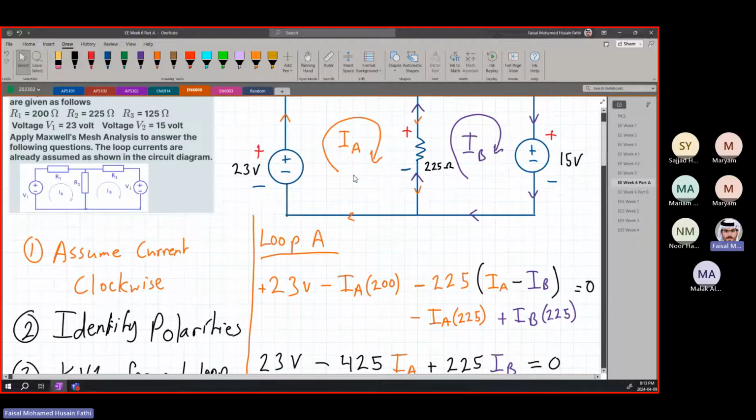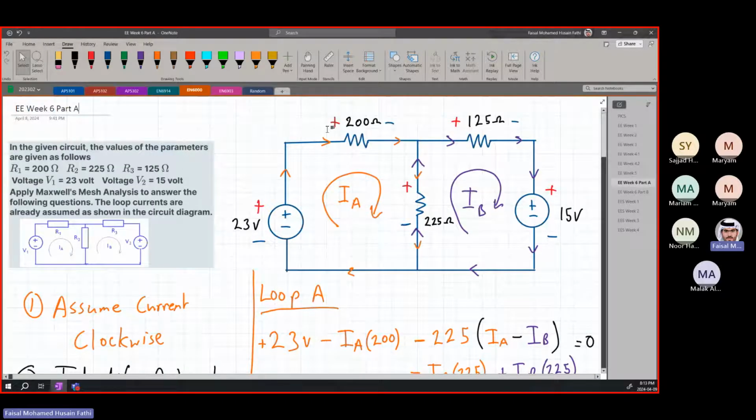What was KVL? Kirchhoff's voltage law. So you will see the voltage at each point, and then the voltage here plus voltage here plus voltage here, plus all the way around, must equal 0. So when it's going from minus to plus, it is going to be positive. If it's going from plus to minus, it is going to be negative. And that was the whole idea.